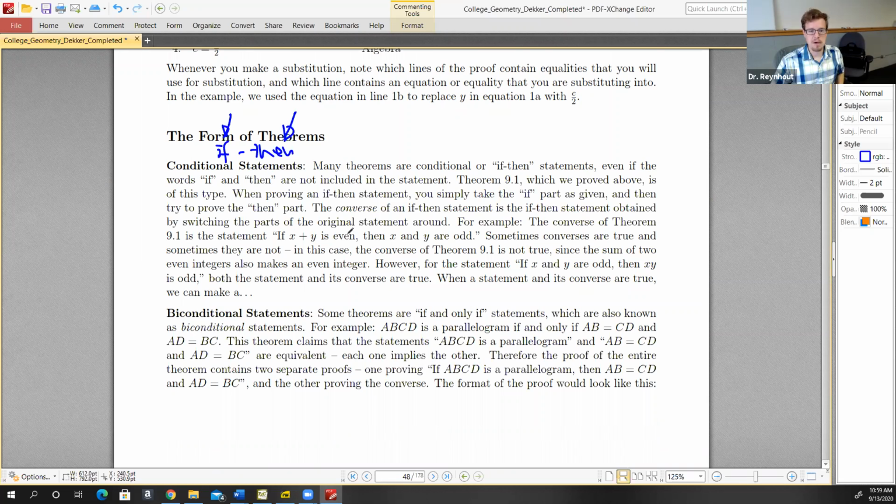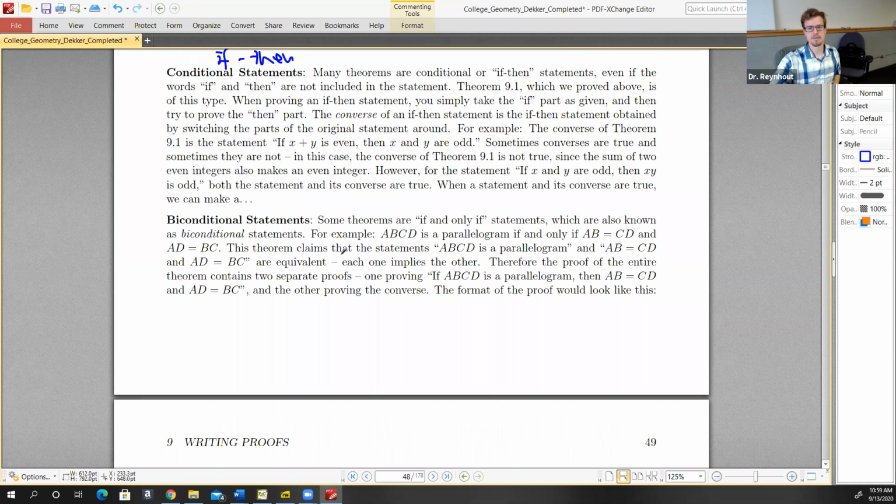Now, when it comes to a biconditional statement, those are of the form if and only if. It would be P if and only if Q. What these are is P implies Q and Q implies P. So we have to do two proofs, essentially. We have to assume P and show that Q is true. Finish that statement, and then start again saying assume Q and show that P is true. That's what's required to show P if and only if Q.